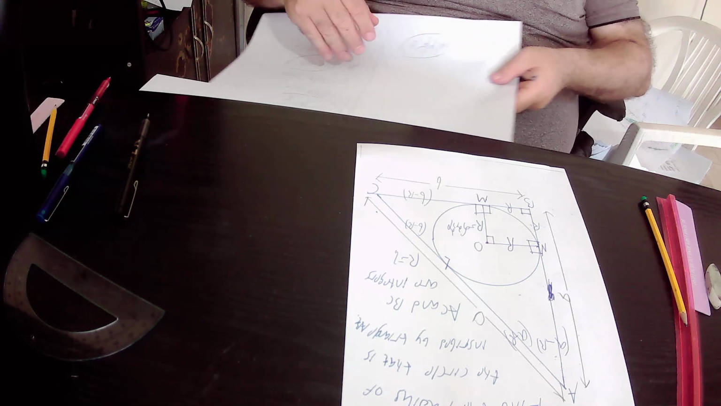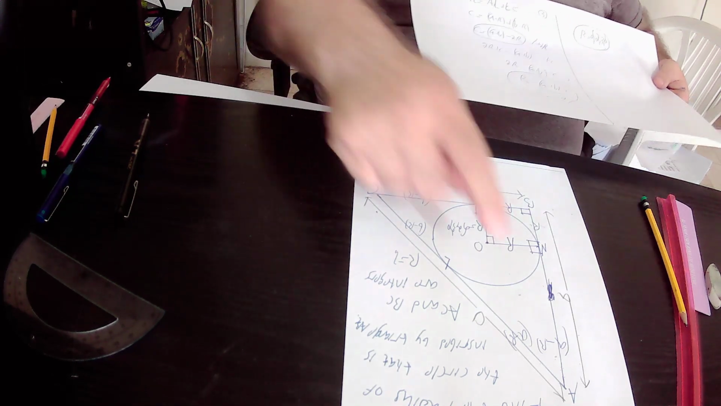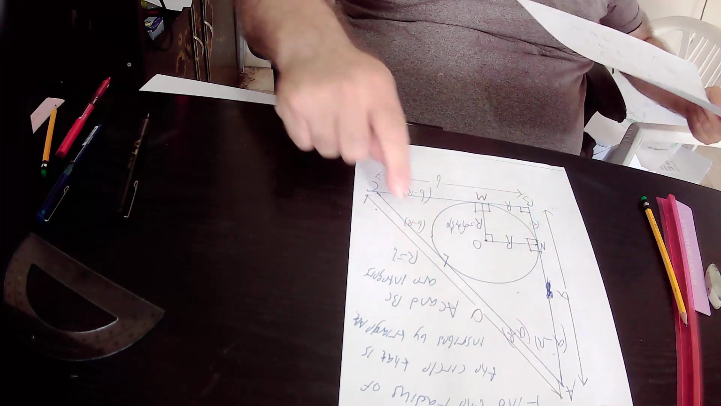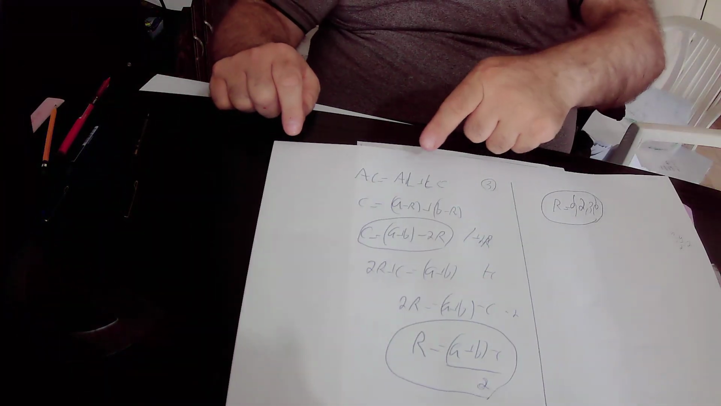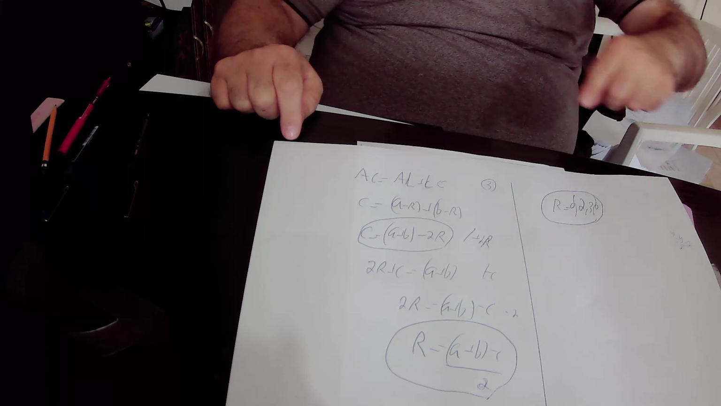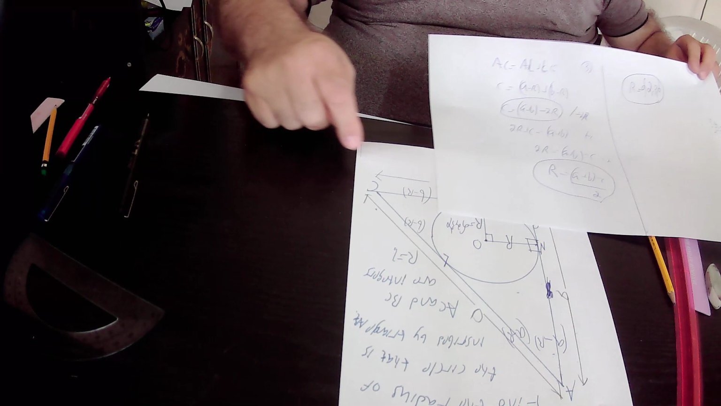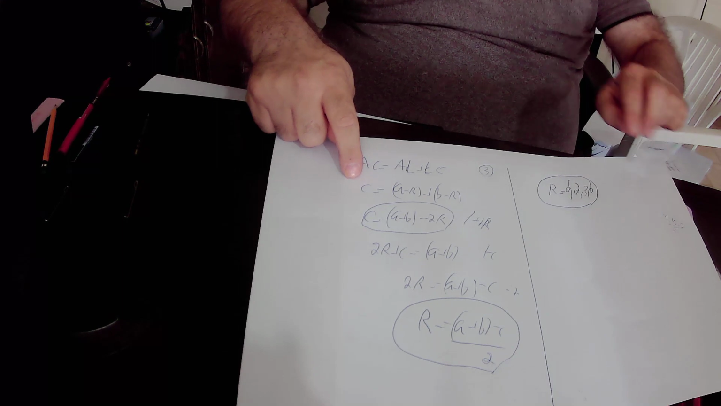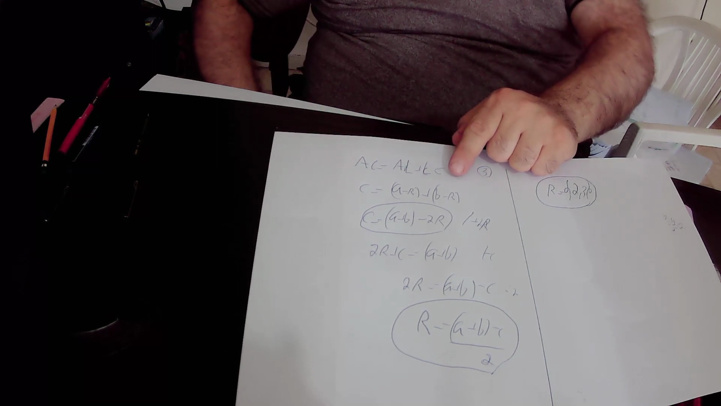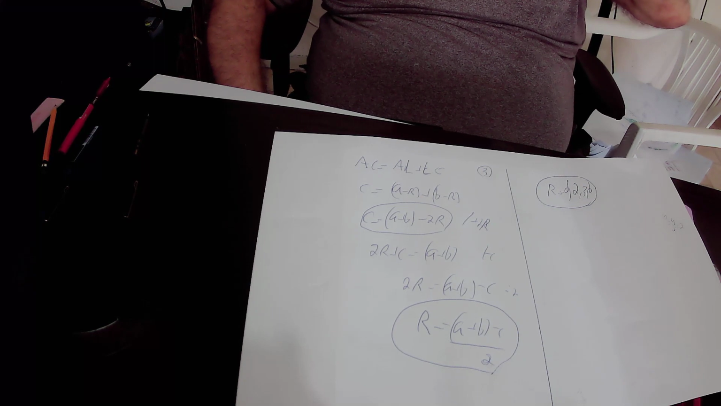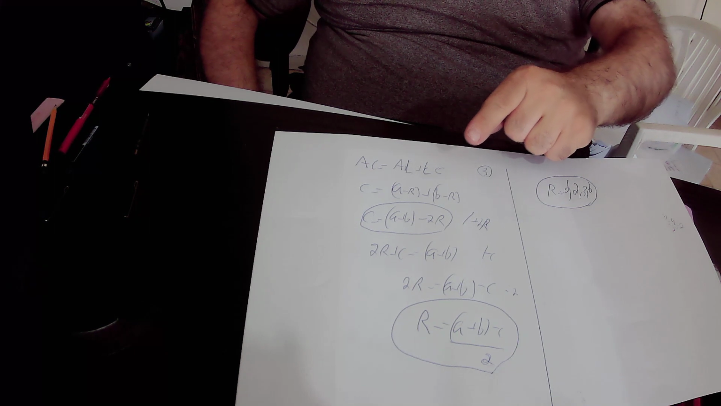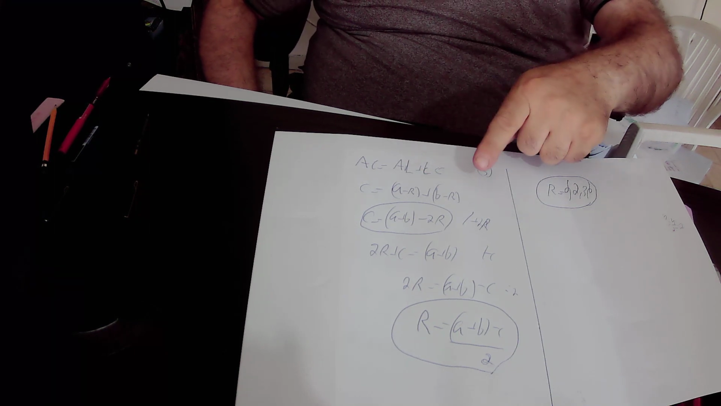So what is the length of the hypotenuse AC? The hypotenuse AC is equal to AL plus LC. AL equals A minus R and LC equals B minus R. So we substitute AL by A minus R and LC by B minus R. According to our definition, the hypotenuse AC equals C, so we substitute AC by C. In conclusion, C equals A minus R plus B minus R. So C equals A plus B, minus R minus R, which is minus 2R.